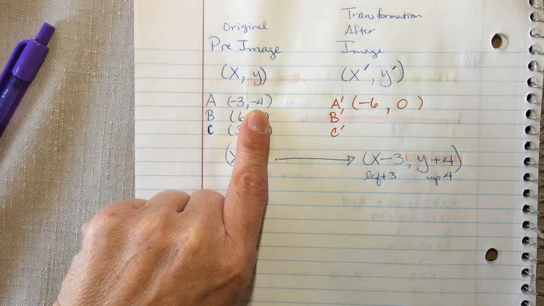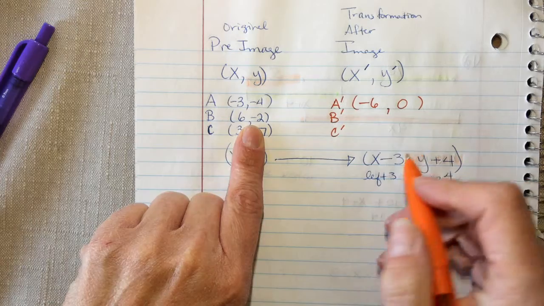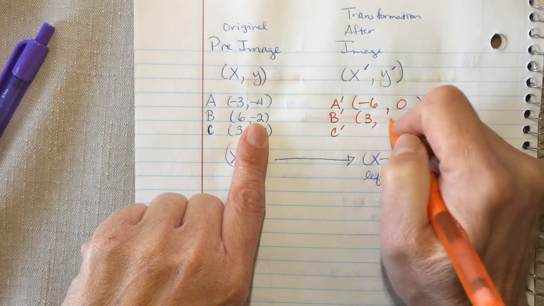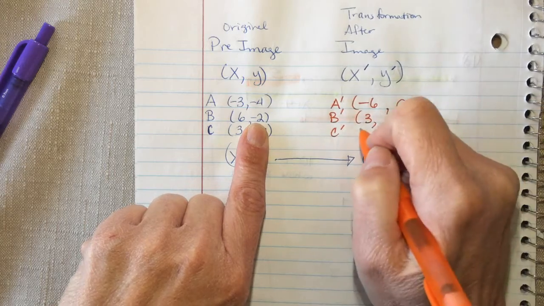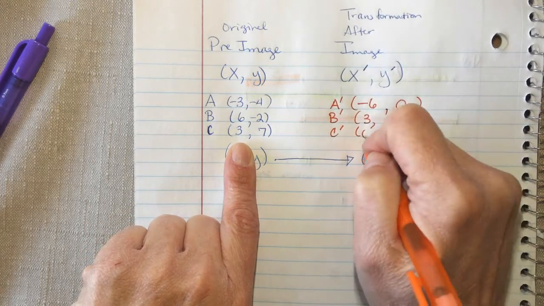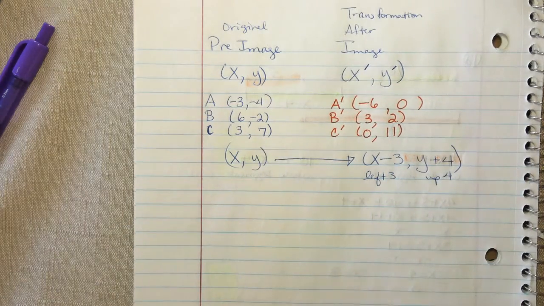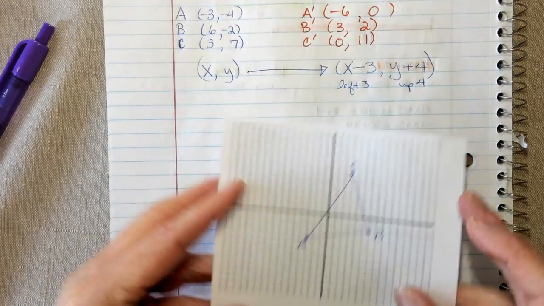So notice that transformation. Repeat. 6 minus 3 is 3. Negative 2 plus 4 is a positive 2. 3 minus 3 is 0. 7 plus 4 is 11. And oh boy, I hope I have enough room. So I'm going to scoot this.